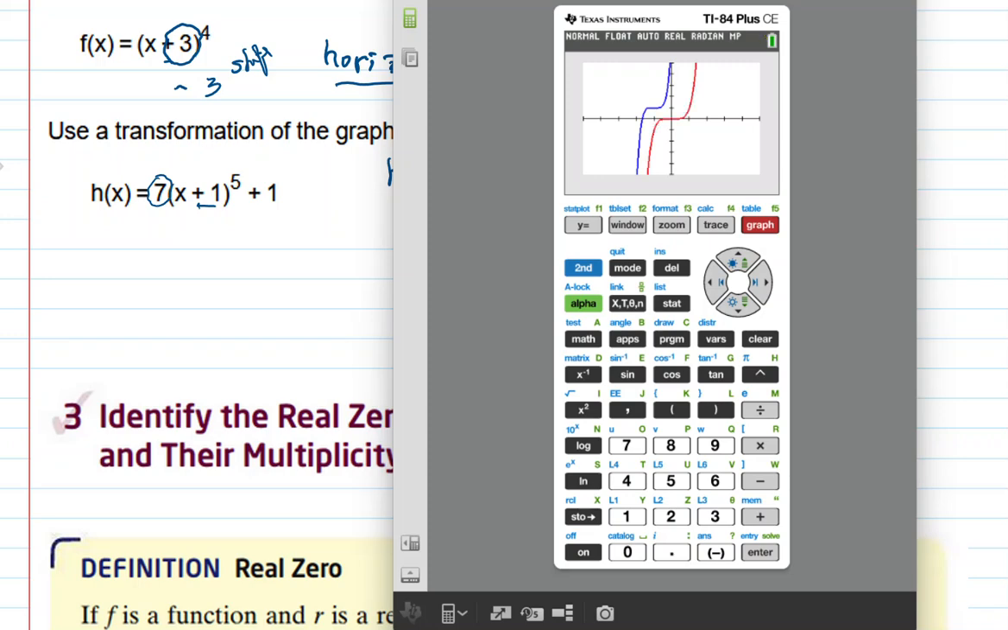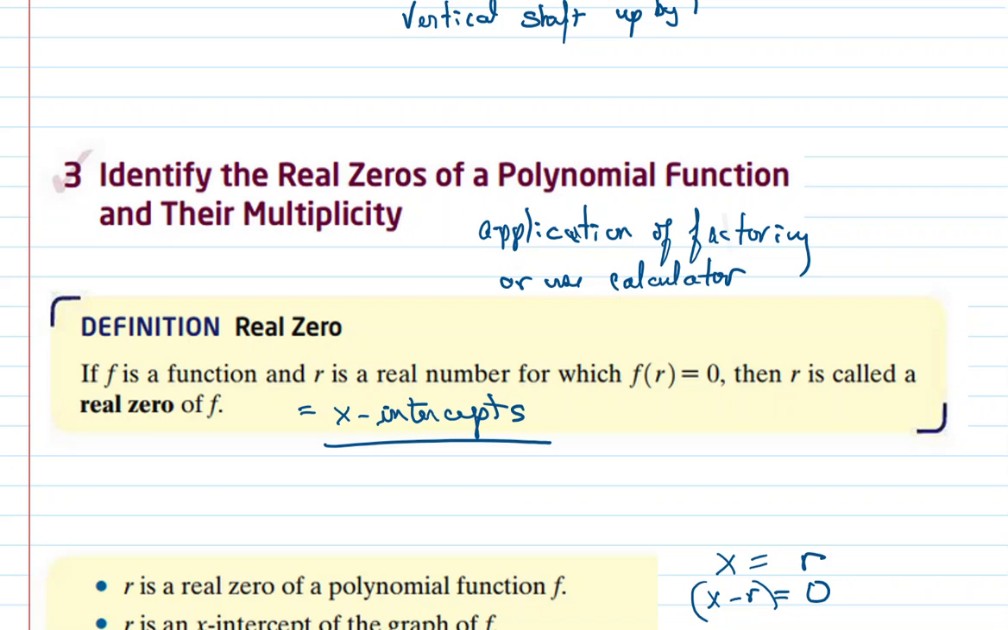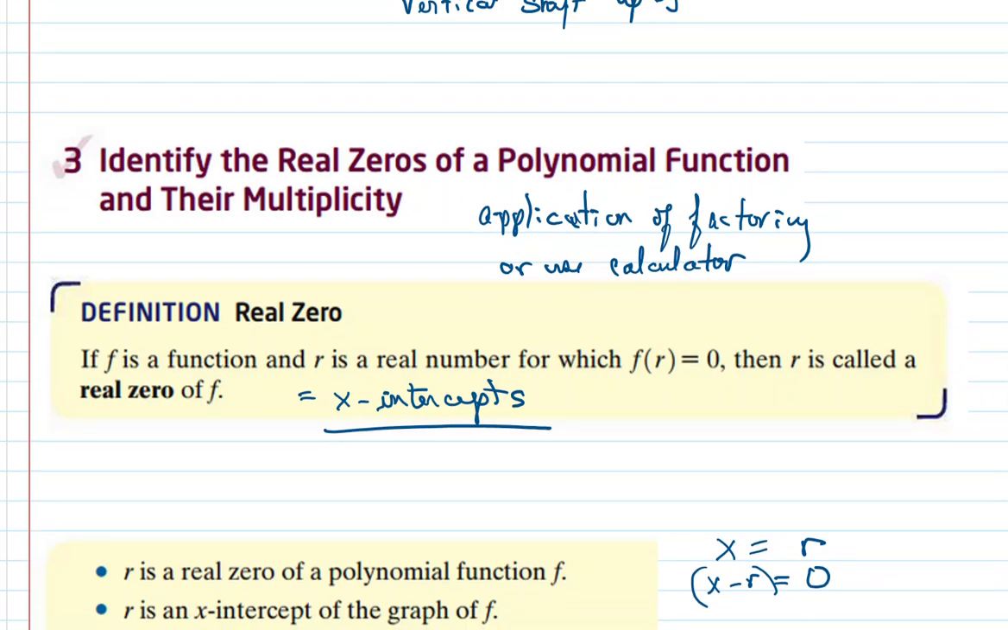There it is. Okay, so we know the parent goes through 0, 0, and we now go to the left 1 and up 1. And we know that this is very laid back, where this one is very strong. So this portion is because of the 7. Does everybody get that? Okay. Now, sorry about that. On the simulator, it's a little bit hard. On my calculator, I can do it all day long.